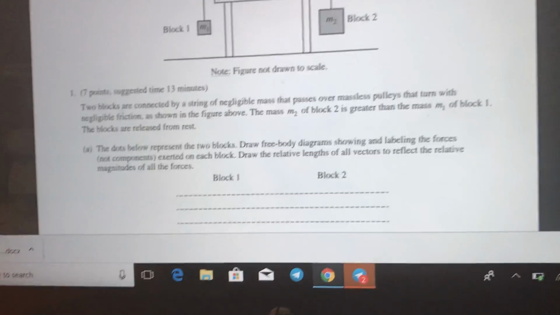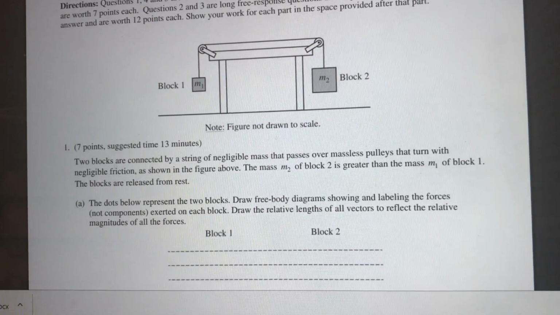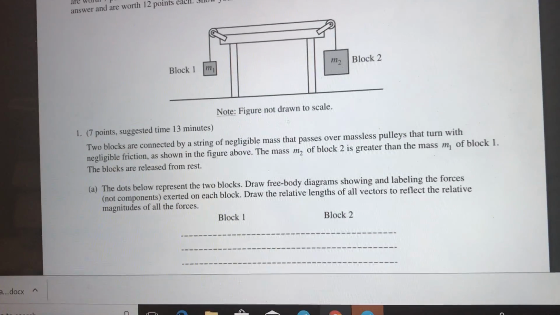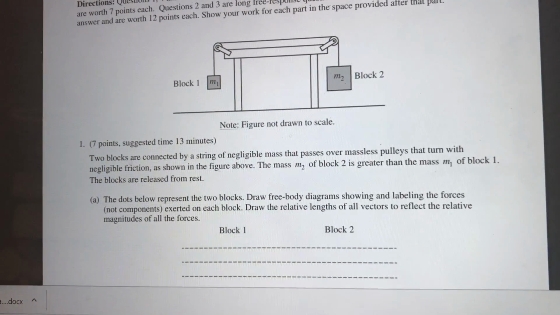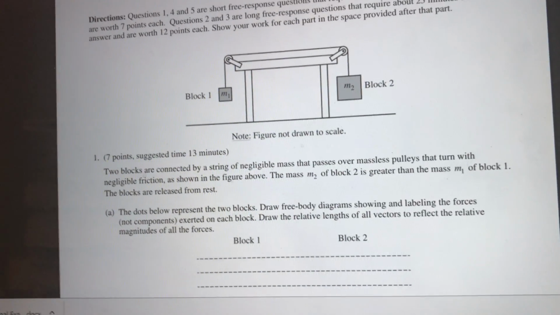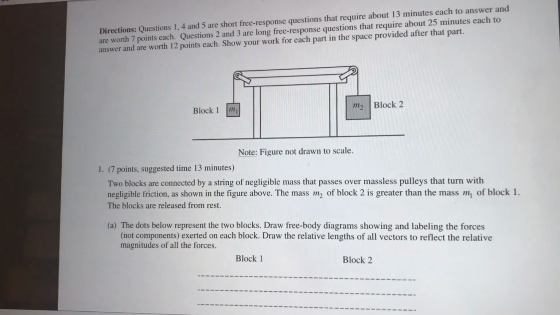Part A says, the dots below represent the two blocks. Draw free body diagrams showing and labeling the forces exerted on each block. Draw the relative lengths of all vectors to reflect the relative magnitudes of all the forces. So part A is essentially asking us to draw free body diagrams of the two blocks.